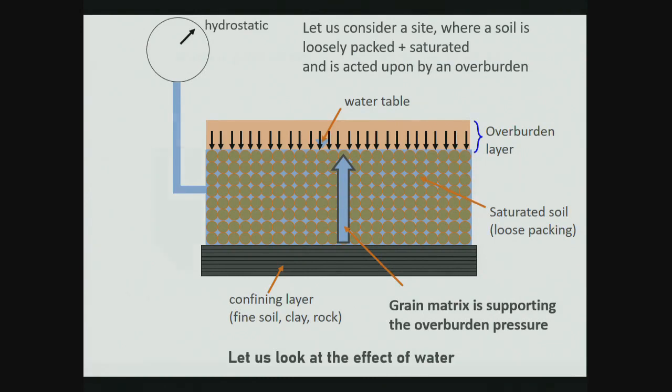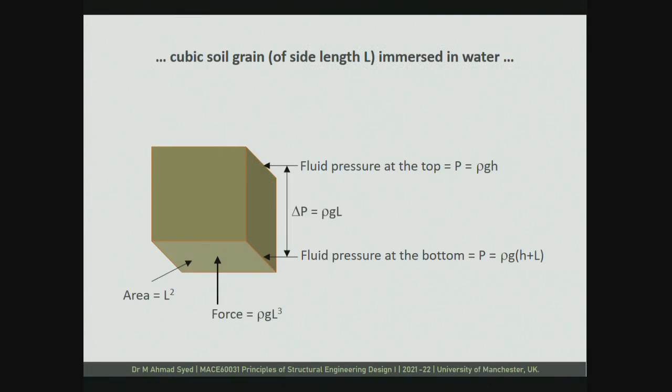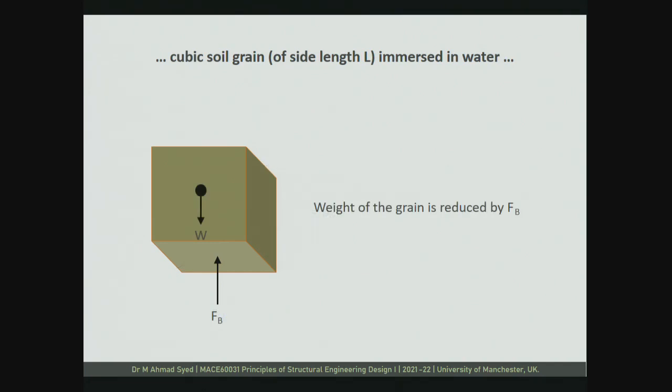And after that, what we said, okay, because of this presence of water, on each grain you have a force which is acting at the base of each grain, and which we call the buoyant force, Fb. So the weight of the grain is acting downwards, and you have Fb acting upwards. So just because of the presence of water, all the soil grains have become lighter by an amount equivalent to Fb.